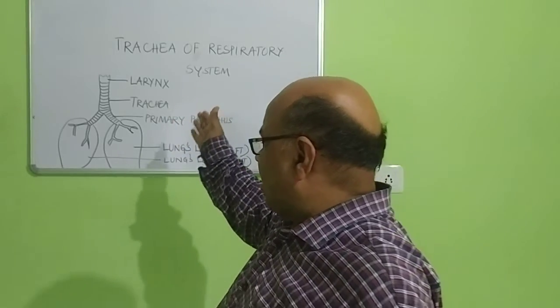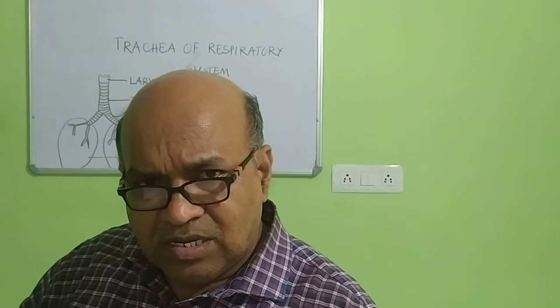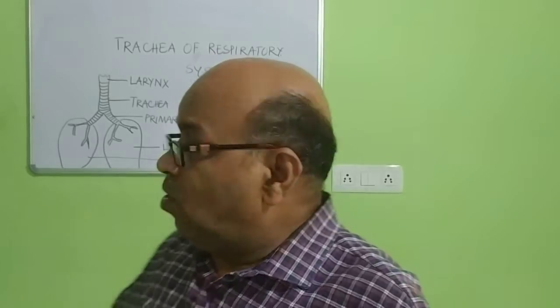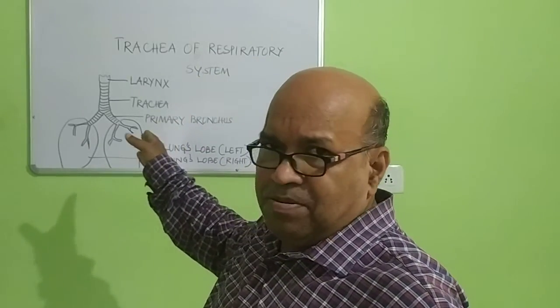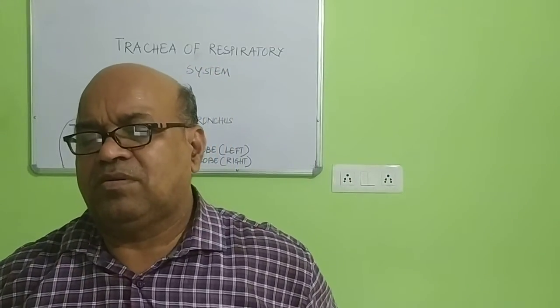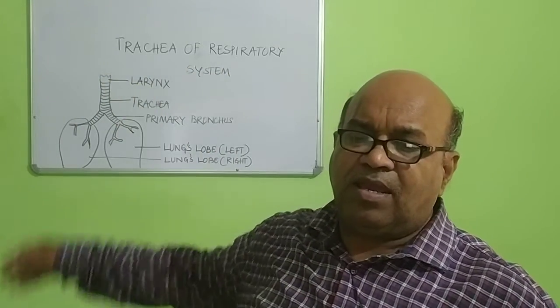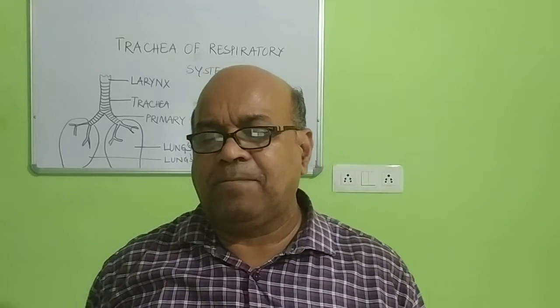Air duct means you find the trachea, primary bronchus, secondary bronchus, tertiary bronchus, alveolar tube, and alveolar sac. All these are called the air duct. But the windpipe is restricted to the trachea. The part of the air duct between the larynx and lungs is termed the trachea.